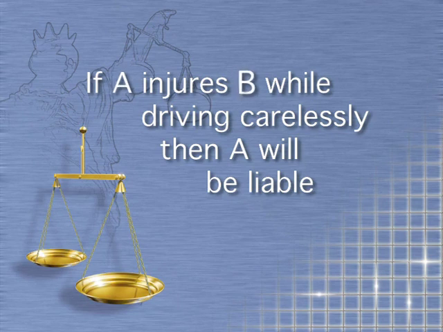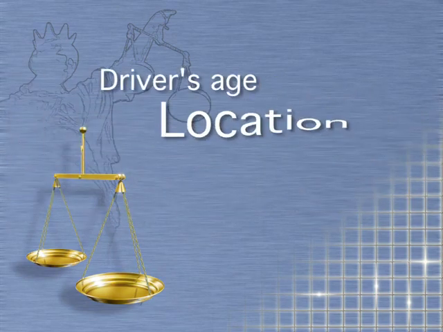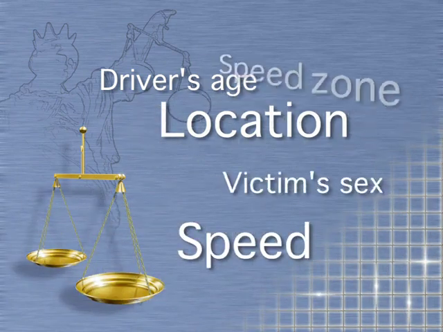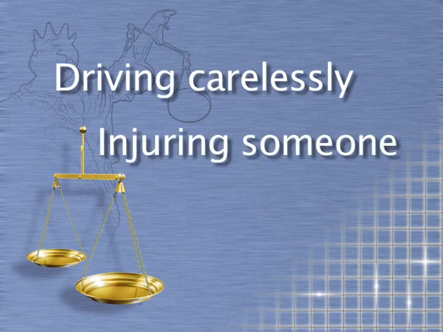Okay, so in reality, the precedent is likely to be much broader. If A injures B while driving carelessly, then A will be liable. This would cover a huge range of possible situations. This makes so much more sense. The important facts are limited to driving carelessly and injuring someone.